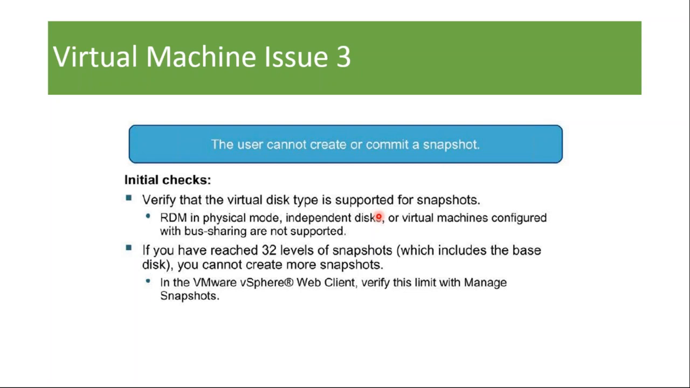So RDM physical mode disks, or guest operating systems that use an iSCSI initiator, where the iSCSI initiator presents disk space to your guest OS. RDM physical mode disks will not be supported for snapshot commit, but RDM virtual mode disks will support the snapshot commit option. So remember that. Only RDM physical mode disks will not support snapshots if you are trying to perform a snapshot commit.